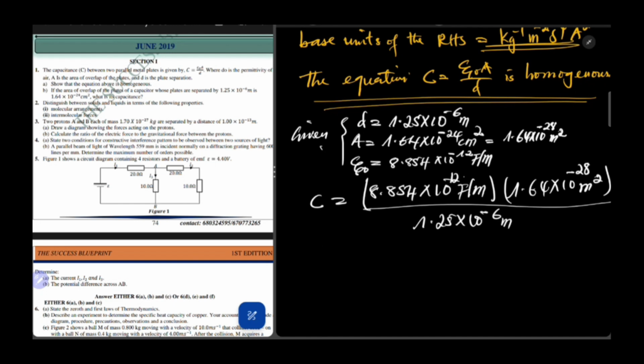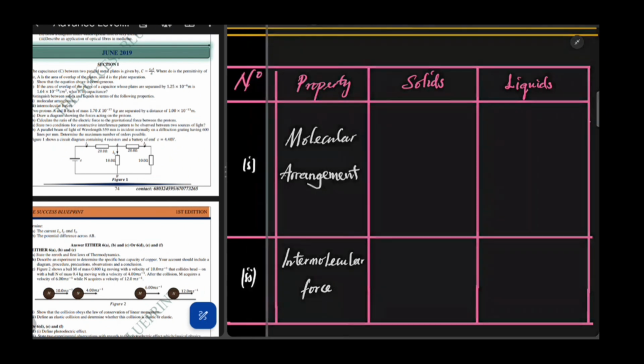Now let me use my calculator. C will be equal to 1.16 times 10 to the power negative 13 farad, and this is the capacitance of the capacitor. Okay guys, let's move over to question 2.